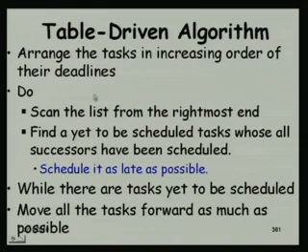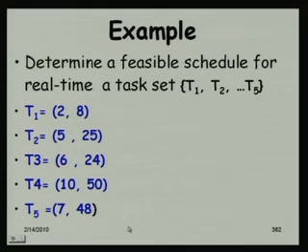After having done that, we scan the tasks from the rightmost end and find a yet to be scheduled task whose successors have been scheduled, and then we schedule it as late as possible such that the task does not miss its deadline. We continue doing this while there are tasks yet to be scheduled. That is, until the list is exhausted, and then after finding this schedule, we move all the tasks forward as much as possible. We will just see that with the help of an example.